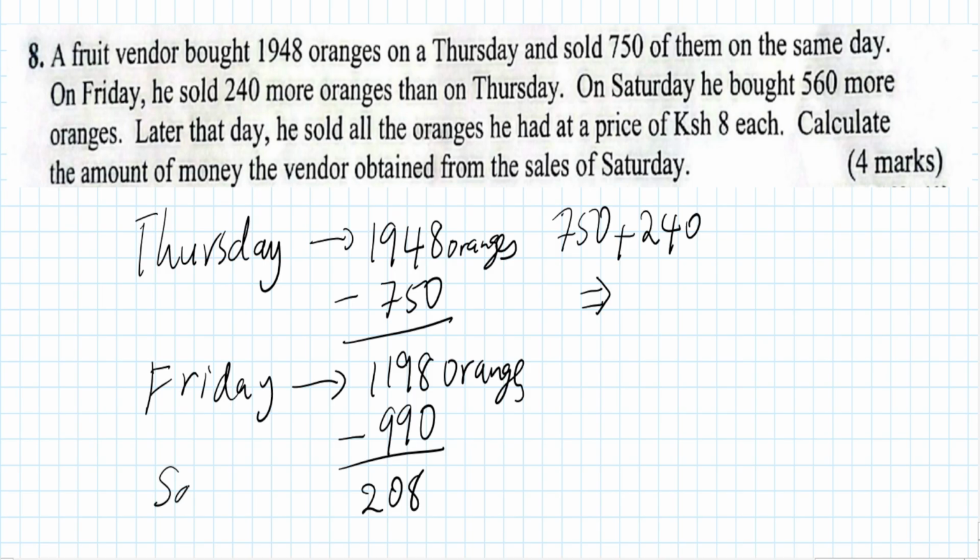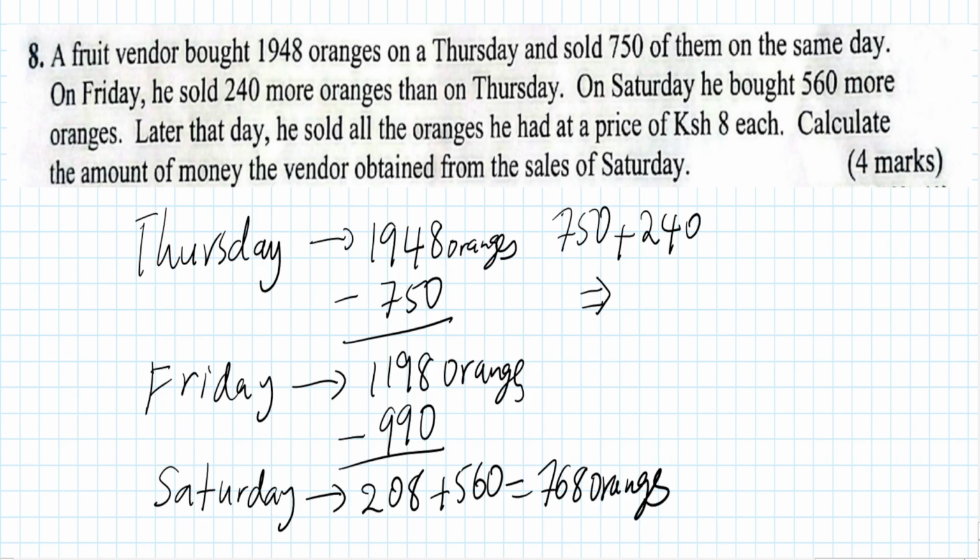So on Saturday he's going to have 208 oranges, but now again on Saturday he bought 560 more oranges. Then we need to add 560 there. So 208 plus 560 is going to give us 768 oranges.